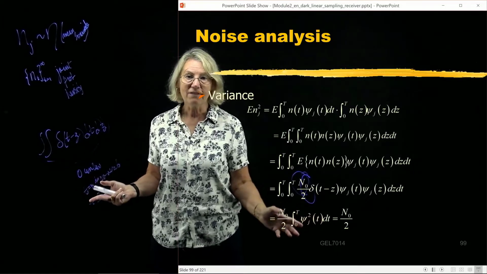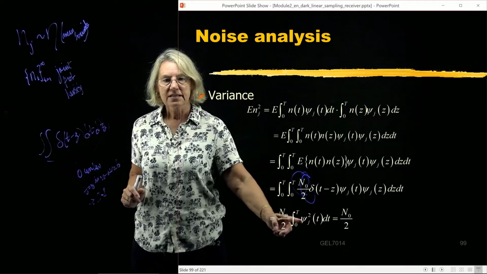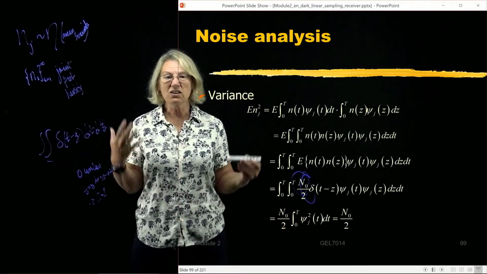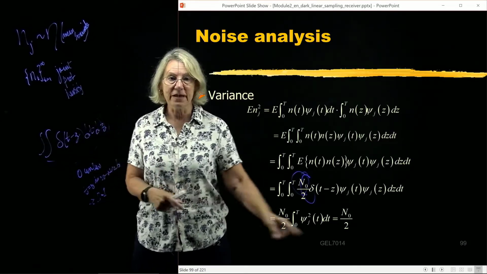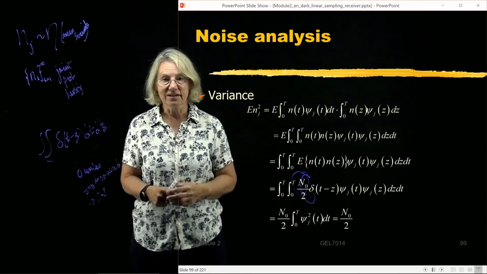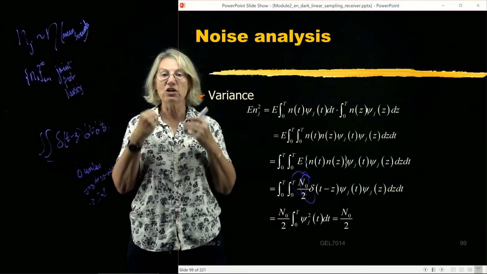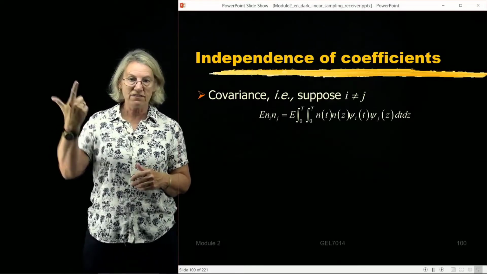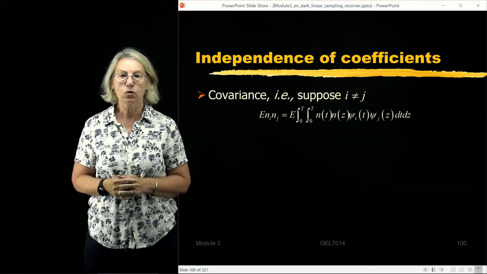So finally what I have is N0 over 2, times the single integral of phi j squared. But the integral of phi j squared is 1. Why? Because this is a basis function, and this is the length of the basis function, and that is normalized to be 1. It's because we have an orthonormal basis. So we found the mean, we found the variance for individual elements of that noise vector.